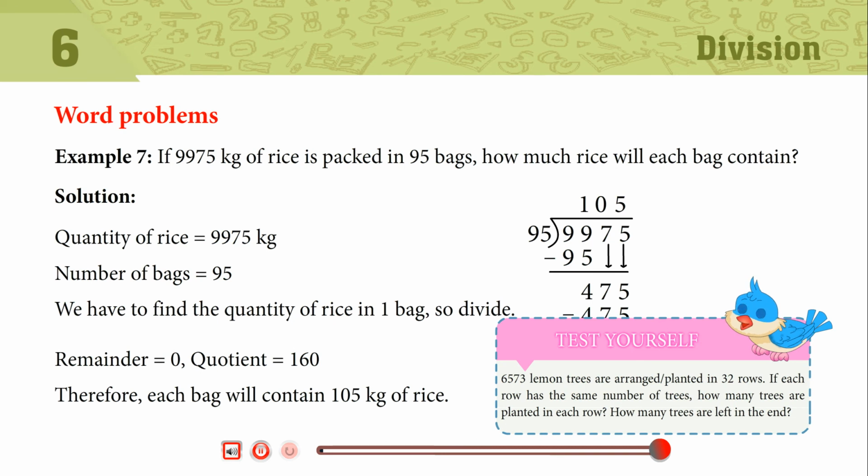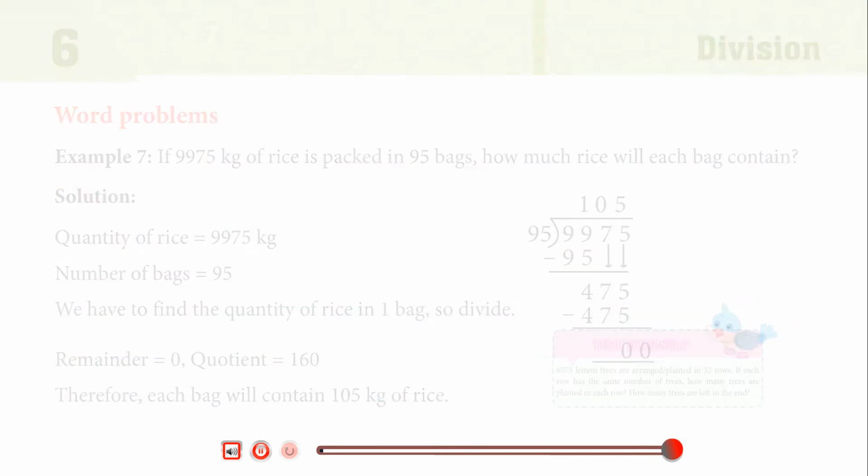Test yourself. 6,573 lemon trees are planted in 32 rows. If each row has the same number of trees, how many trees are planted in each row? How many trees are left in the end?